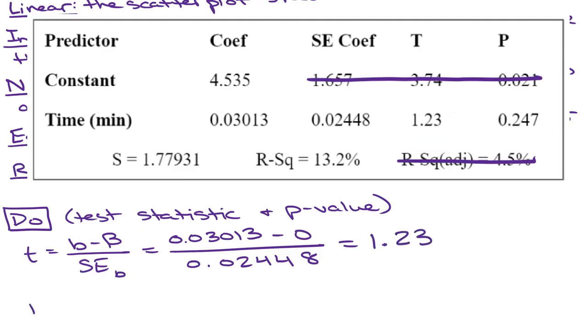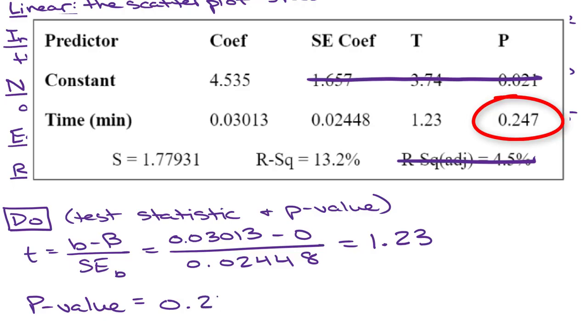Next is our p-value. Our p-value we're just going to pull down from the computer output as well. So our p-value is equal to 0.247. That's kind of a big p-value.